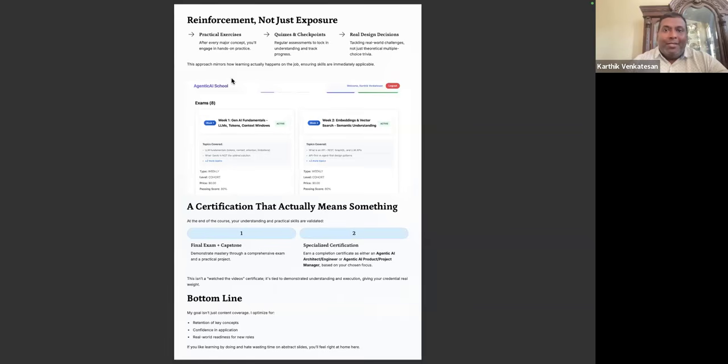So I have practical exercises, quizzes, checkpoints, and tackling real-world challenges. What are the trade-offs you have to make? Because there is no one-size-fits-all, you have to make trade-offs based on the constraints given to you. And then you have a final exam and a capstone. I will be giving some capstone projects, which are not just something you practice, but something you can actually use.